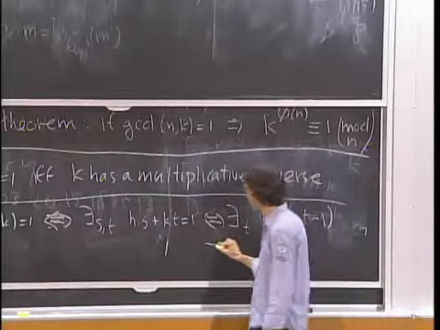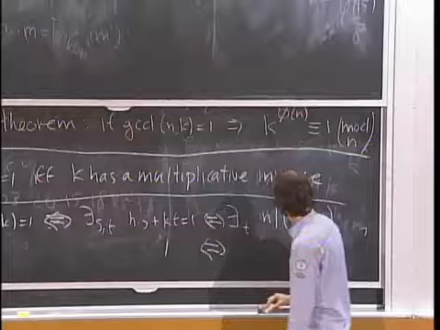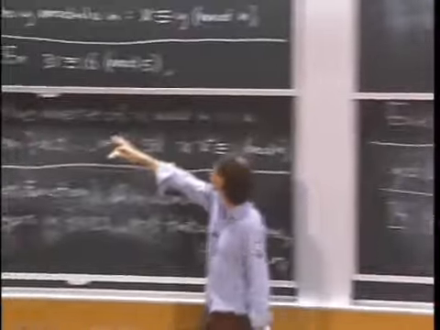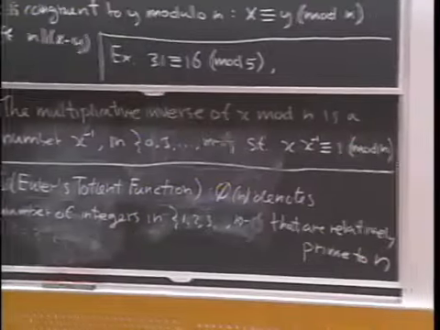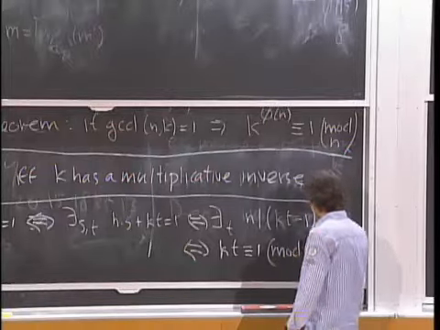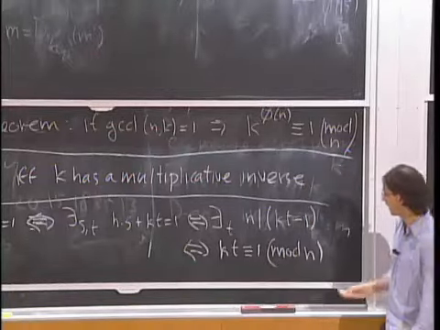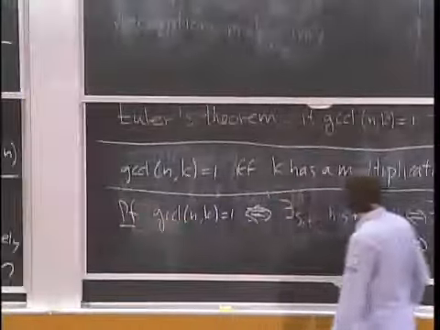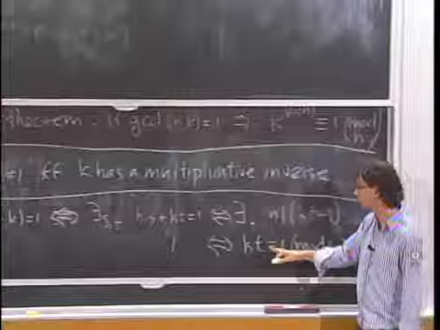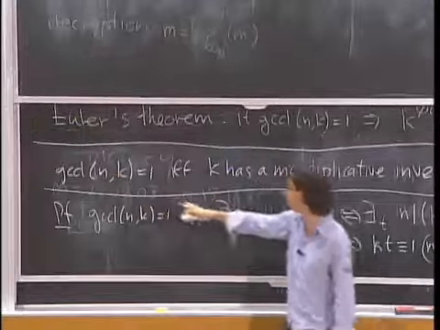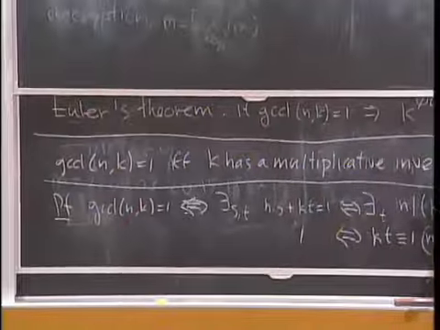So now by the definition of congruence, I just apply the definition over here. We have written it out here. We can say that k times T is congruent to 1 modulo n. And this is the definition of the multiplicative inverse. So we have essentially shown that if the greatest common divisor between n and k is equal to 1, then it has a multiplicative inverse.